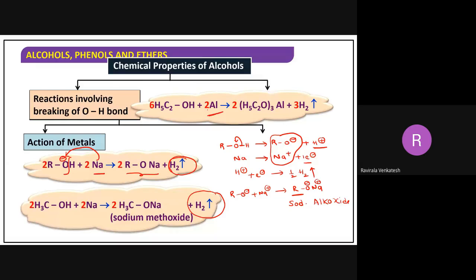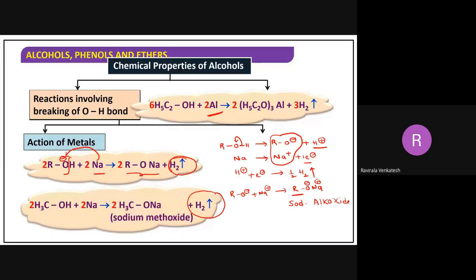Next, if I take aluminium, the same thing happens. You just observe the textbook here. Aluminium is plus 3, no? Three electrons, no? That is the reason I have to double this. Actually, if you take one aluminium, we get 3 by 2 hydrogen. So multiply this with 2, no problem.